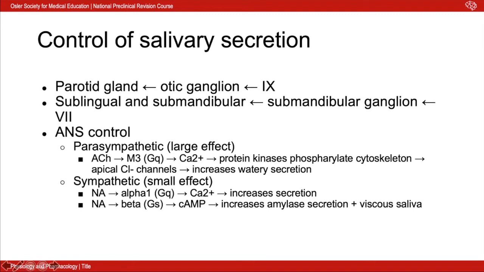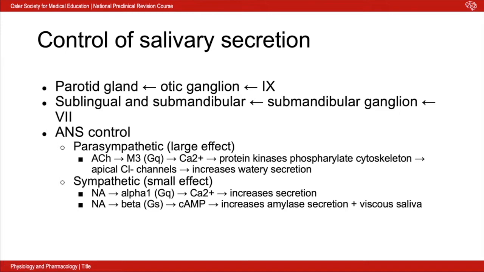And if you're ever writing an essay, you might want to structure it a bit differently. You might want to talk about parasympathetic and sympathetic control. The parasympathetic nervous system, that's your rest and digest, has the largest effect on stimulating salivary secretion. Those parasympathetic nerves release acetylcholine onto M3 receptors. And M3 receptors are Gq coupled, so that's the PIP2 IP3 pathway.